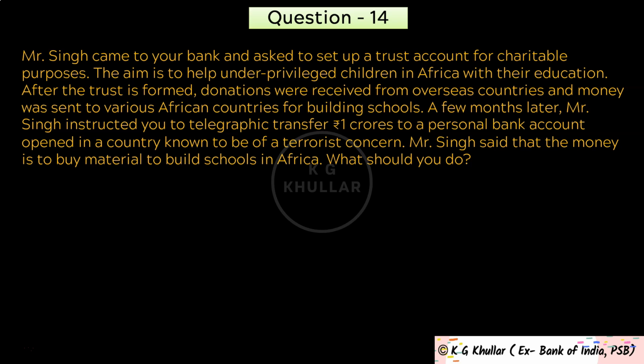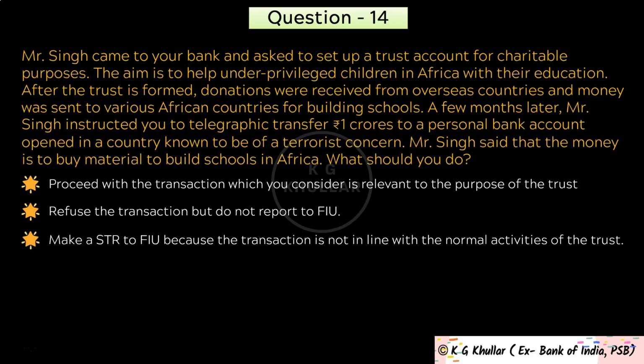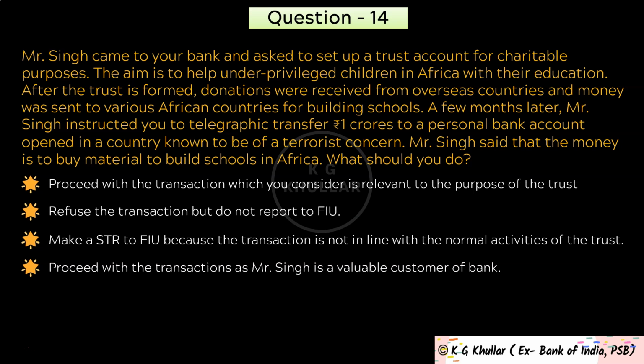What should you do? And the answer choices are, first, proceed with the transaction which you consider is relevant for the purpose of the trust. Then second answer choice is, refuse the transaction but do not report to FIU. The next option is, make a STR to file FIU because transaction is not in line with the normal activities of the trust. And last option D is, proceed with the transactions as Mr. Singh is a valuable customer of the bank.